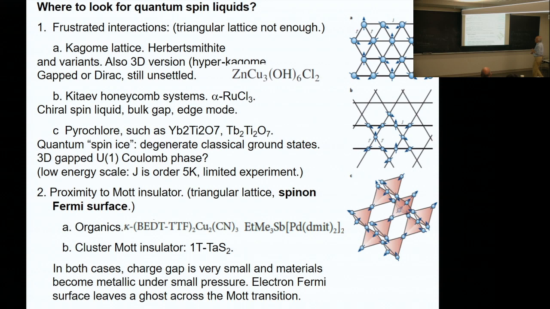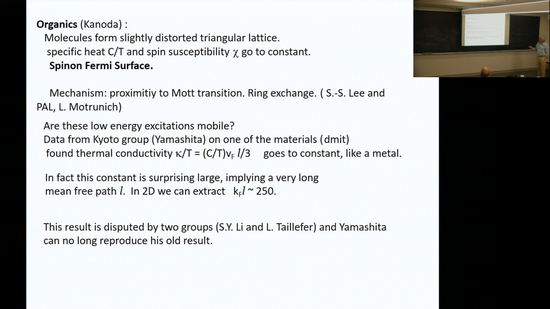Okay. So let me first summarize the organics, so what is known? These organics, as far as we're concerned, form a slightly distorted triangular lattice, and there's one unit of spin. It's about insulating, okay? Right. So early work shows that the specific heat has a linear term, and the spin susceptibility goes to a constant at low temperature. So these are signs of a metal, right? Remember, a Fermi surface gives a linear gamma, and it's very hard to get a linear specific heat otherwise with any bosonic system. For example, phonons give you T cubed, you know. Spin waves give you T cubed or T squared dimension. Right.